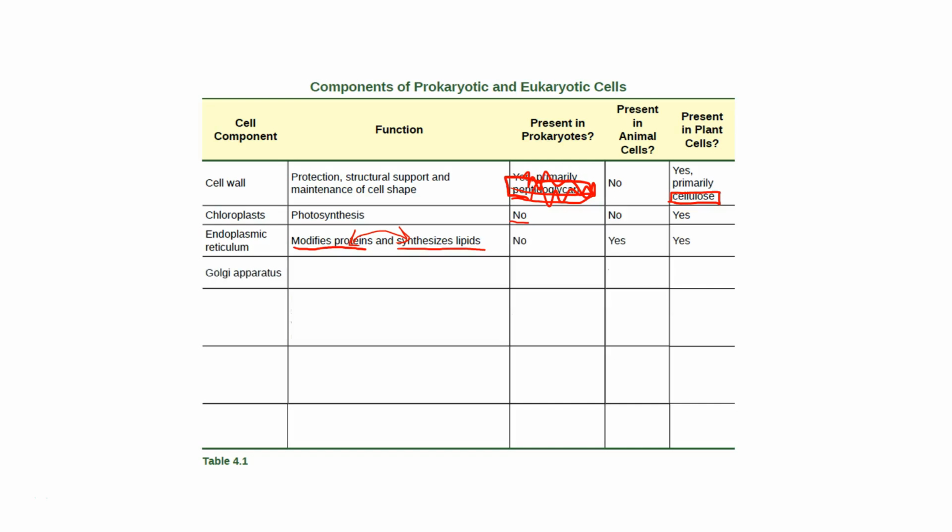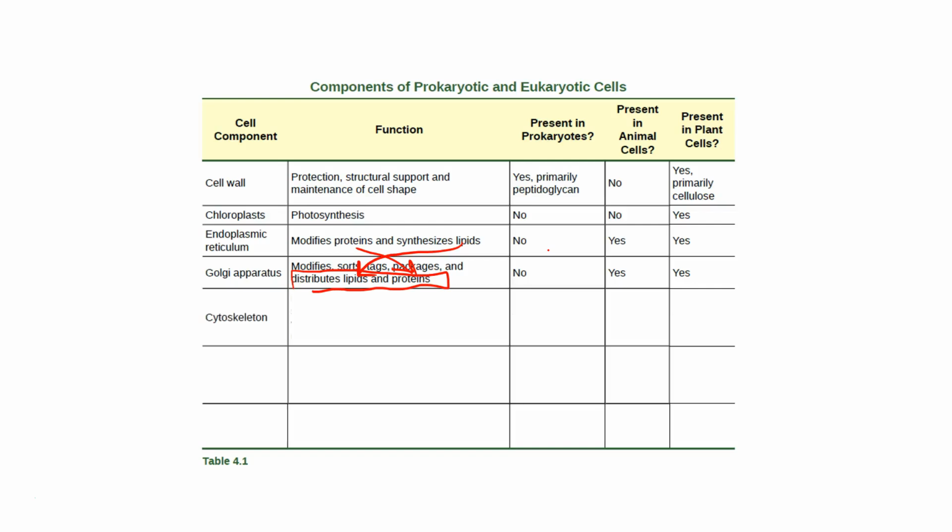The Golgi apparatus receives these modified proteins and synthesized lipids and determines what to do with them, and it can then sort and package and then distribute these things that are made by the endoplasmic reticulum. Not found in prokaryotes, is found in animal cells, is found in plant cells.